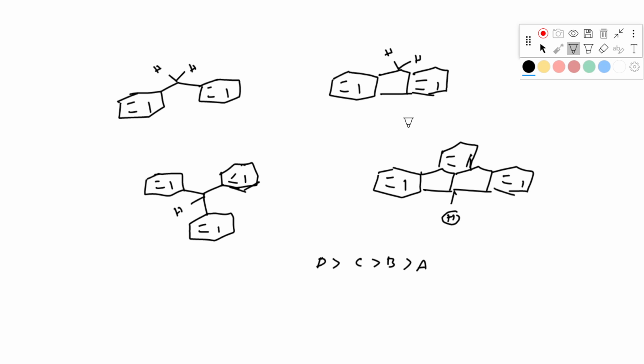Yes, D is more stable. Then B is more stable, right? Here B is more stable. Then C is more stable. Then A, right? Because of the rigidity here, rigidity is very high, so D is more stable. Then B. Then after that C, because of the 3 rings, C is more stable because delocalization is very high. Then A, so DBCA. That means A less than C less than B less than D.